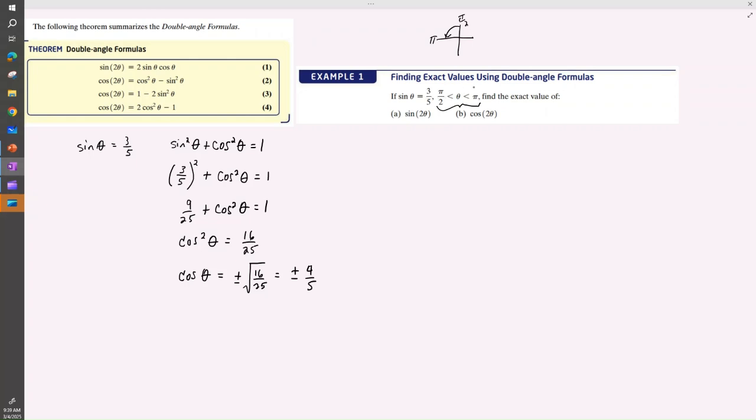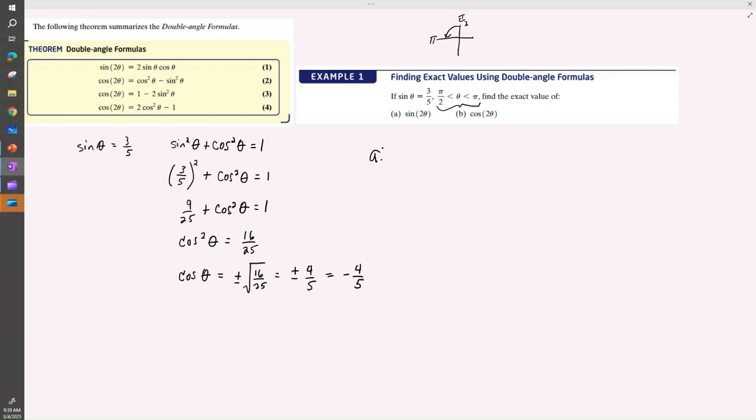And since they told us we're interested in a theta between pi over 2 and pi, it puts us in quadrant 2 where the cosine, or the x coordinate, is always negative. So we're going to throw away the positive and just take negative 4/5 for cosine of theta.